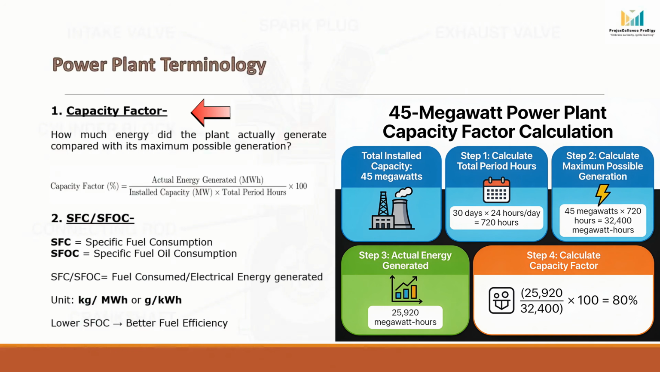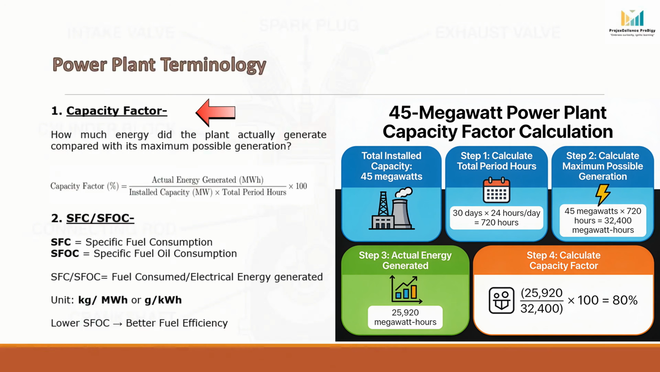Now let us calculate the maximum possible generation for 1 month of 30 days. 30 multiplied by 24 gives us 720 hours. If our 45 megawatt plant operated continuously at full capacity for all 720 hours, the maximum possible generation would be 45 multiplied by 720, which gives us 32,400 megawatt hours. Now suppose the plant actually generated 25,920 megawatt hours during the month.